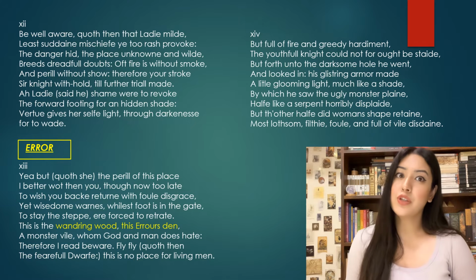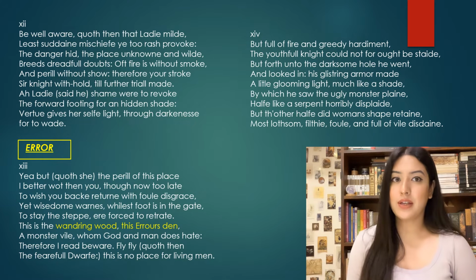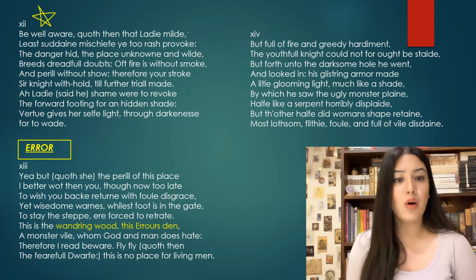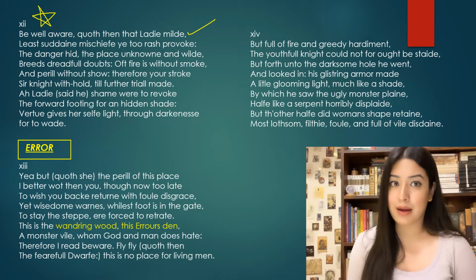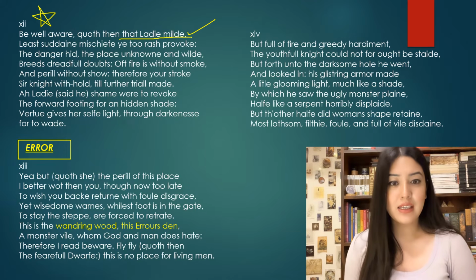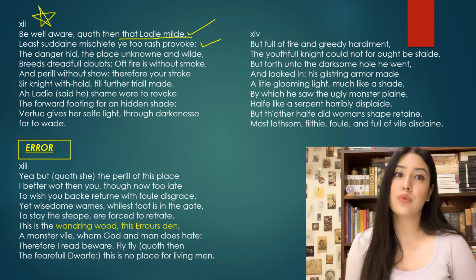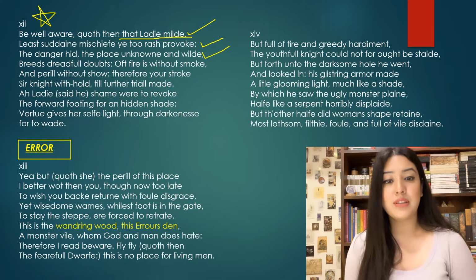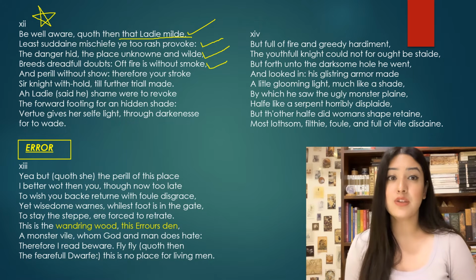As they come to this cave, you see that Una is quite concerned. She gives a warning to the Red Cross Knight not to enter the cave. "Be well aware," quoth then that lady mild. The lady mild is Una, and she is quoting: "Lest sudden mischief ye to rash provoke. The danger hid, the place unknown and wild, breeds dreadful doubts. Often fire is without smoke."